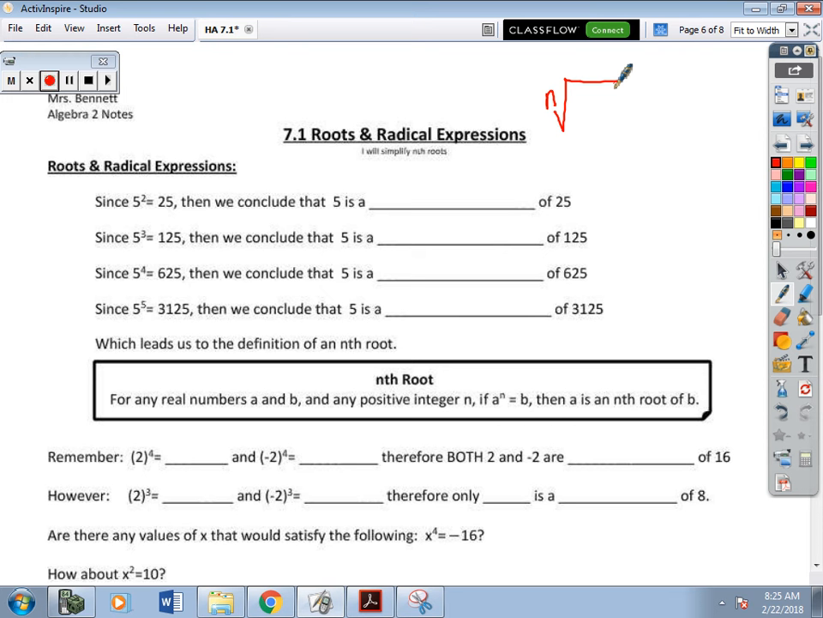So since 5 squared is 25, then we can conclude that 5 is a square root of 25. Squared gets you 25, square root gets you back to 5. Since 5 cubed is 125, then we can conclude that 5 is a cube root of 125. And the cube root would look like this. And I'll show you how to do it in your calculator.